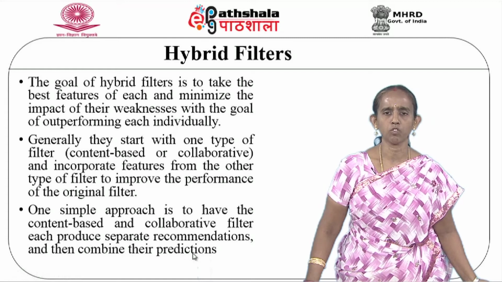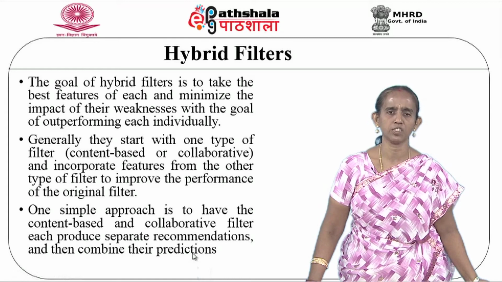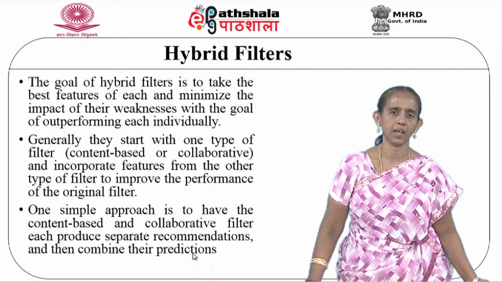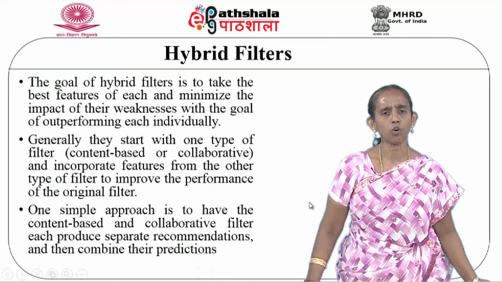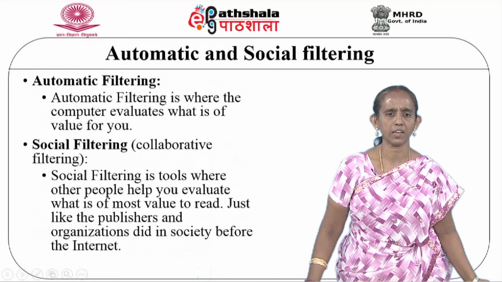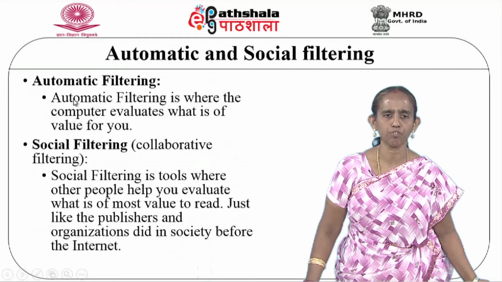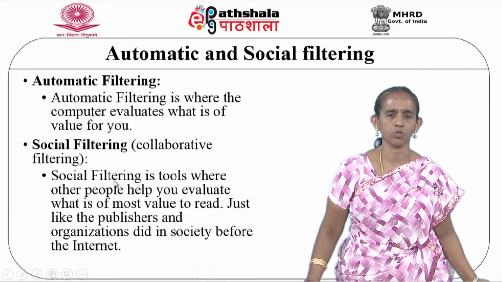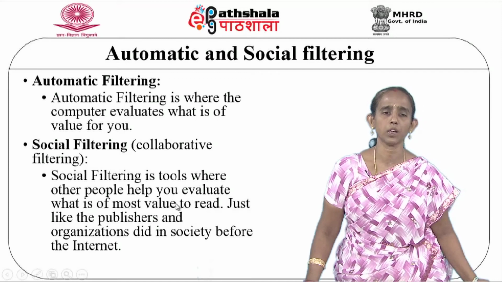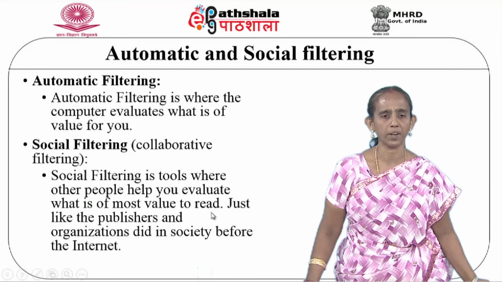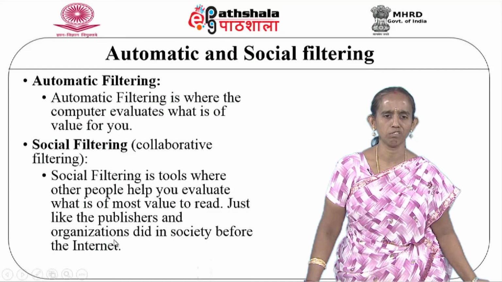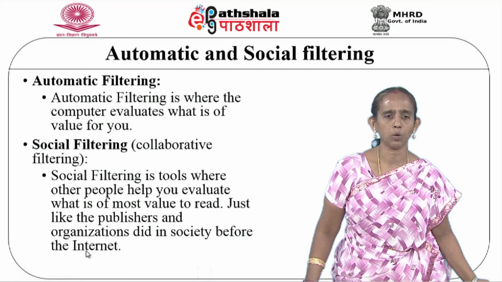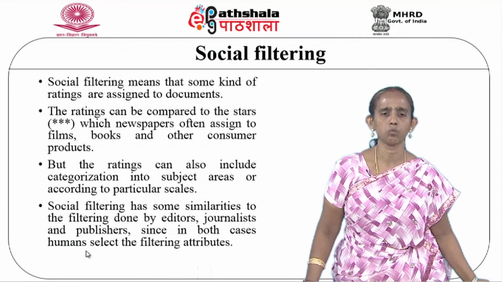There are different types of filtering that can happen in the information that is available on the web. So the filtering can either happen as automatic filtering or it can happen as social filtering. Automatic filtering is where the computer will evaluate what is of value for the end user. In social filtering, or collaborative filtering, other people will help you to evaluate what is most valuable to read, just like the publishers and the organizations did in society before the internet. So the other people will help you in telling which is of interest to you.